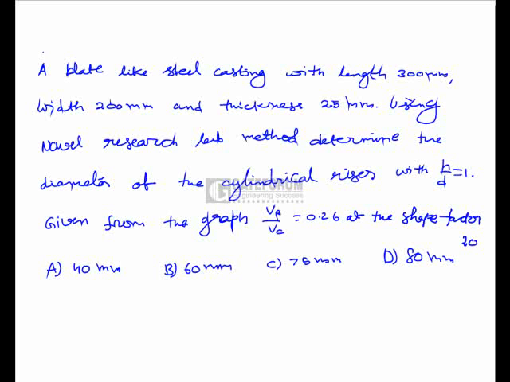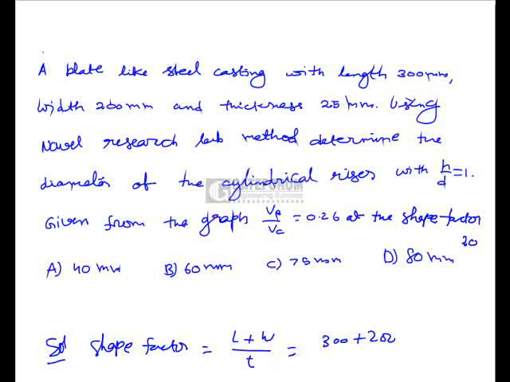A plate like steel casting with length 300 mm, width 200 mm and thickness 25 mm, using Naval Research Lab method, determine the diameter of the cylindrical riser with h by d is equal to 1. Given from the graph, VR by VC is equal to 0.26 at the shape factor 20, and here shape factor for the given plate is equal to L plus W by T, where L is equal to 300 plus W equal to 200 by T is 25, which gives a value of 20.